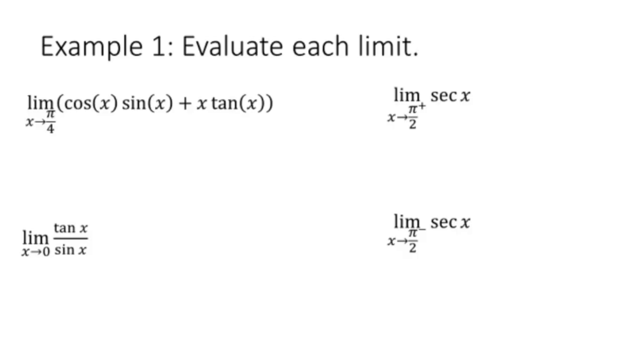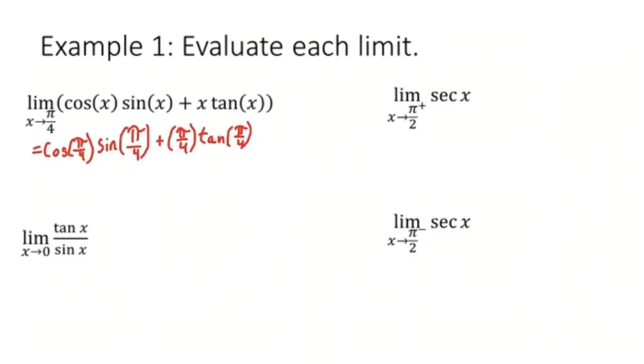We'll start with the limit as x approaches pi over 4 of cosine x sine x plus x tangent x. Since pi over 4 is in the domain of cosine, sine, and tangent, then cosine, sine, and tangent are continuous at pi over 4. X, being a polynomial, is also continuous at pi over 4. So this combination of sine, cosine, tangent, and x as a whole is also continuous at pi over 4. This allows us to evaluate the limit using direct substitution.